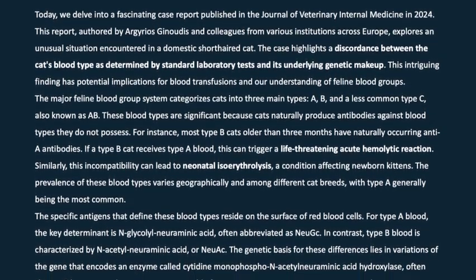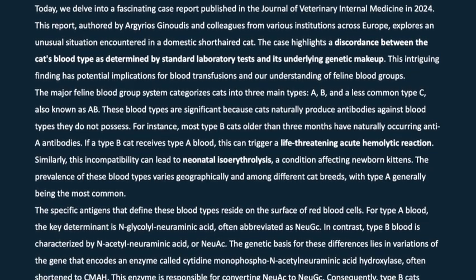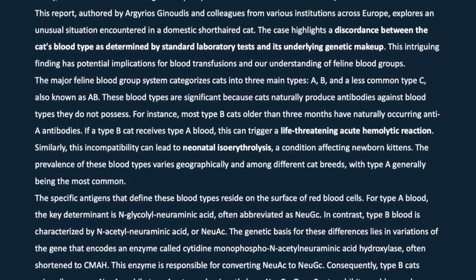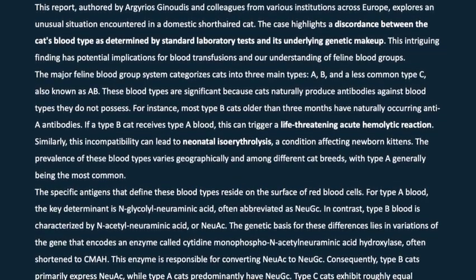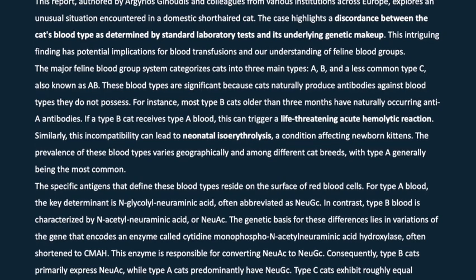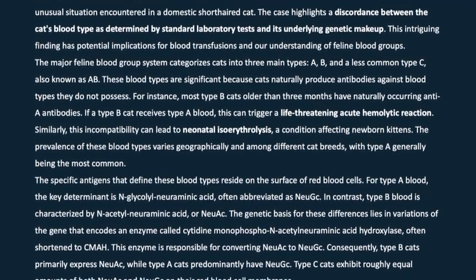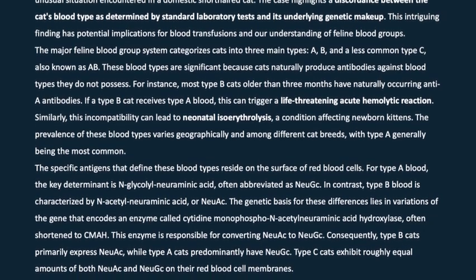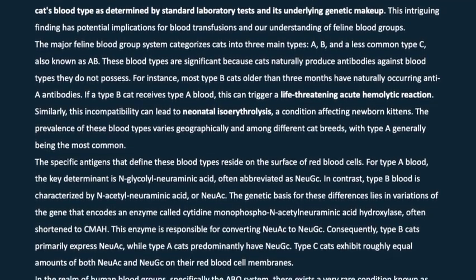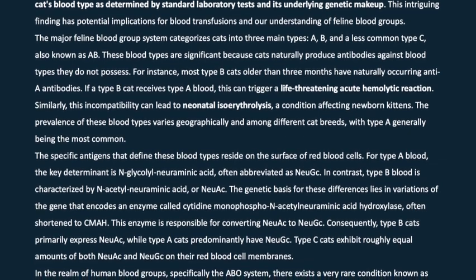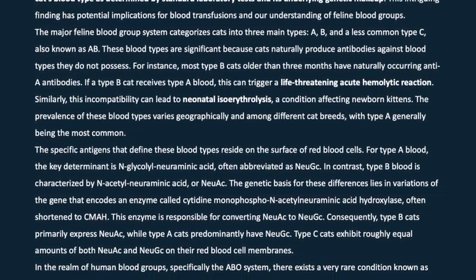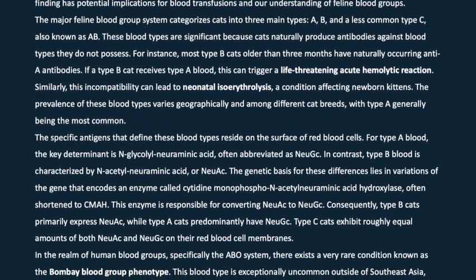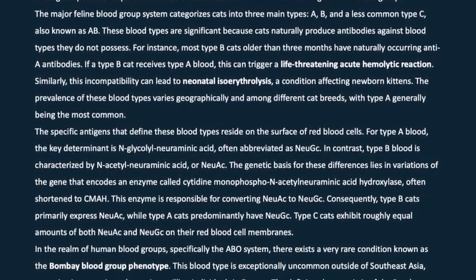The major feline blood group system categorizes cats into three main types, A, B, and a less common type C, also known as AB. These blood types are significant because cats naturally produce antibodies against blood types they do not possess. For instance, most type B cats older than 3 months have naturally occurring anti-A antibodies. If a type B cat receives type A blood, this can trigger a life-threatening acute hemolytic reaction. Similarly, this incompatibility can lead to neonatal isoerythrolysis, a condition affecting newborn kittens.